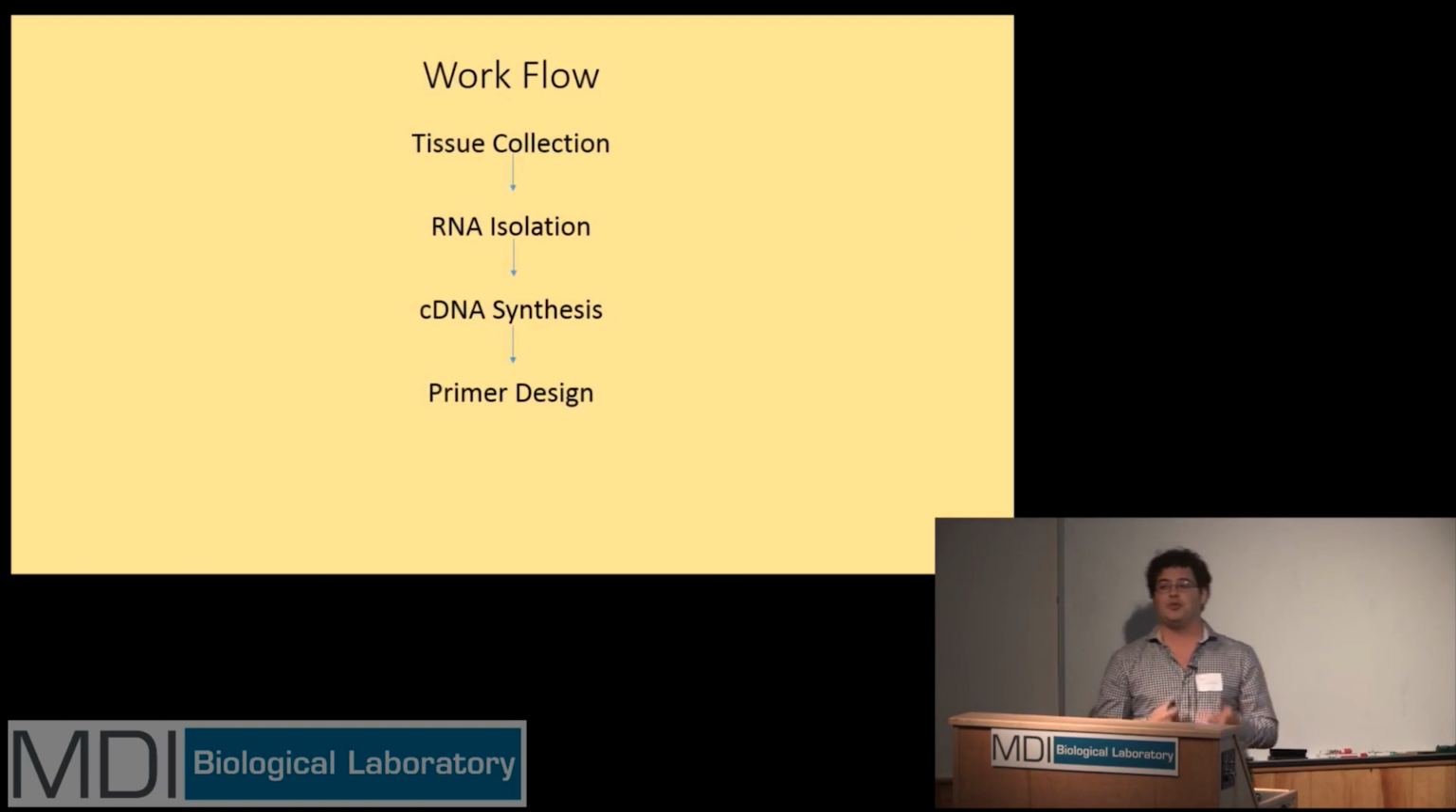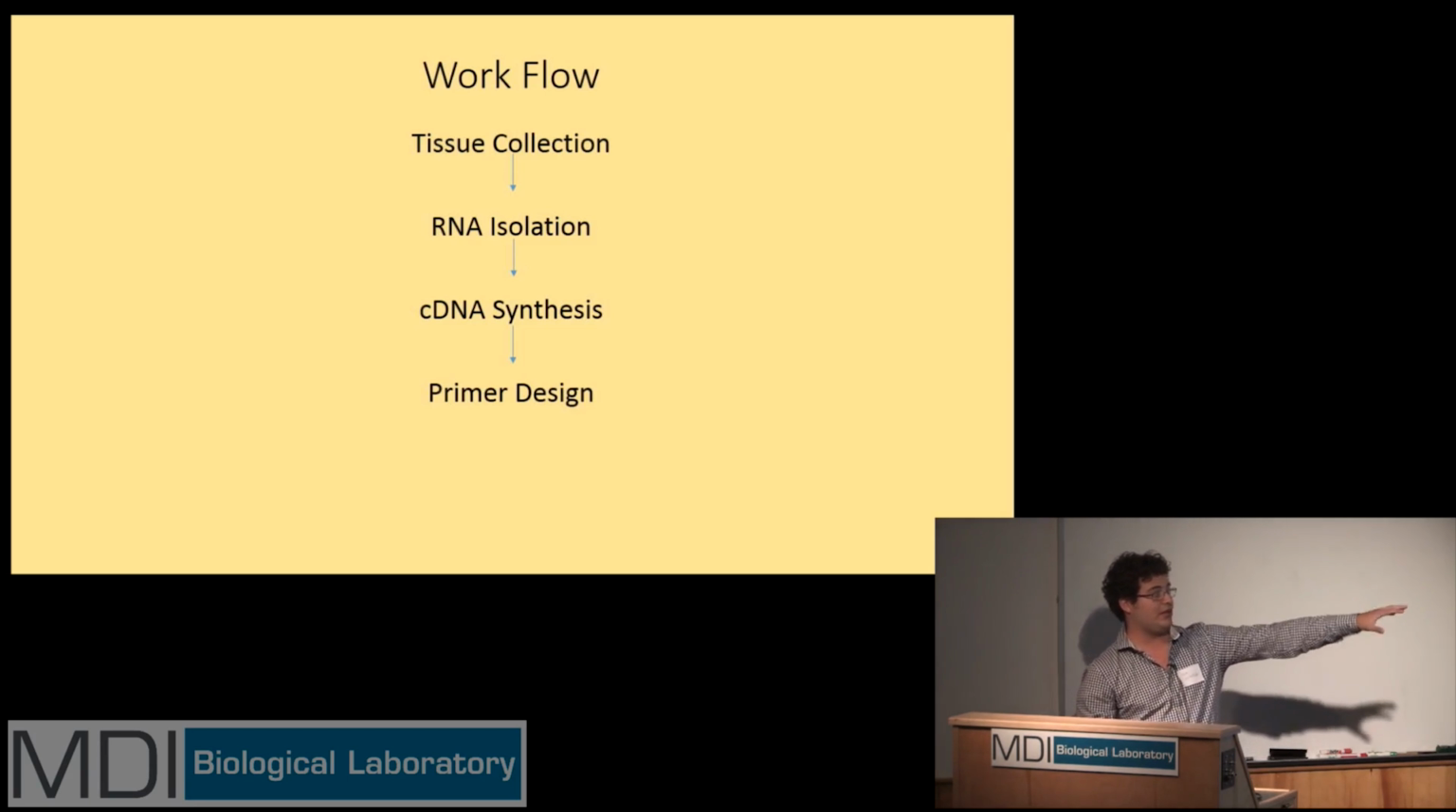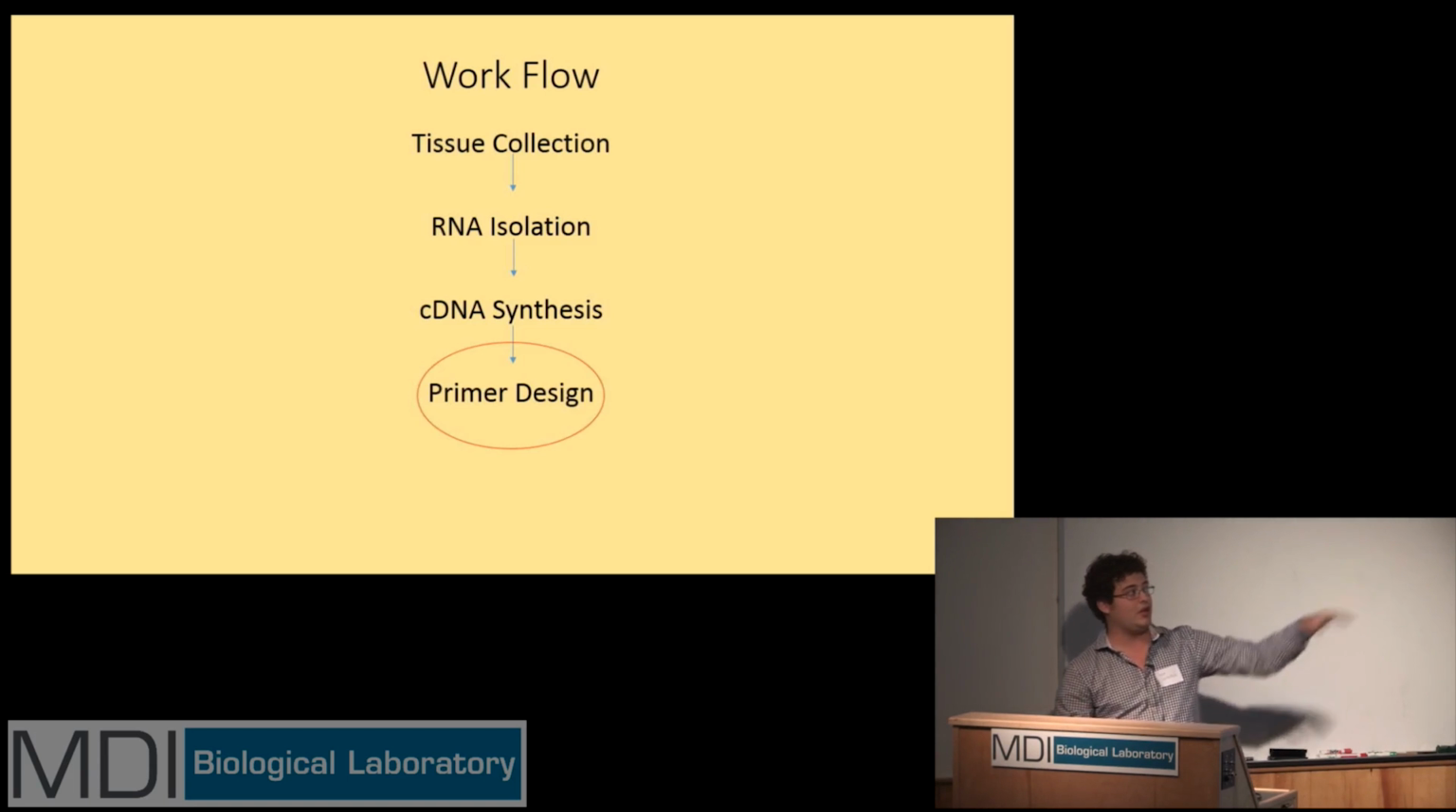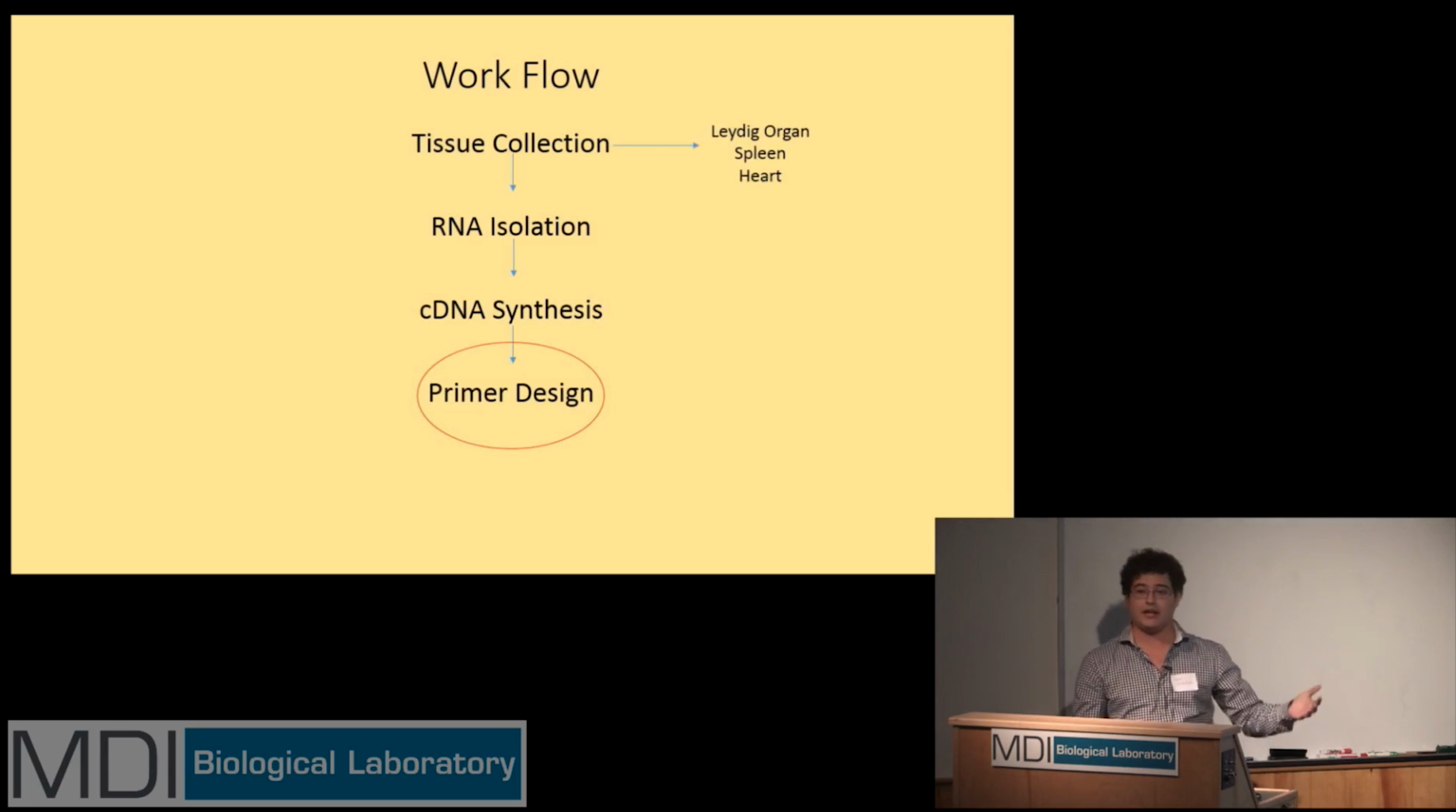So I step in, and now I'm doing the molecular work of the project. I was really lucky that I was able to come in when tissue collection was already done, so I had what I wanted to start. My focus was really primer design, but I want to take you quickly through the first few things I did during my first four to five weeks here. The three organs I wanted to study are the Leydig organ, of course, my spleen as a positive control because we know antigen presentation occurs there, and the heart as our negative control because it's a non-immune tissue. So we don't expect to see expression of these immune molecules in it.